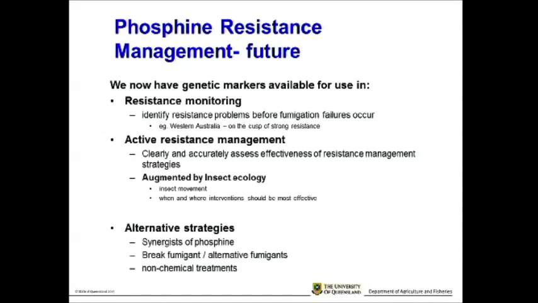But anyway, now we have a genetic test for phosphine resistance. We're trying to implement it in resistance monitoring, especially in areas where the resistance frequencies are very low. They've only just detected some strong resistance in Western Australia, so we have an opportunity to try and detect where the problem areas are over there. And in active resistance management, we can clearly and accurately assess the effectiveness of our strategies. We can look at reinfestation rates and whether resistance is moving back into a storage, with insect ecology informing us of where and when those interventions might be most effective.